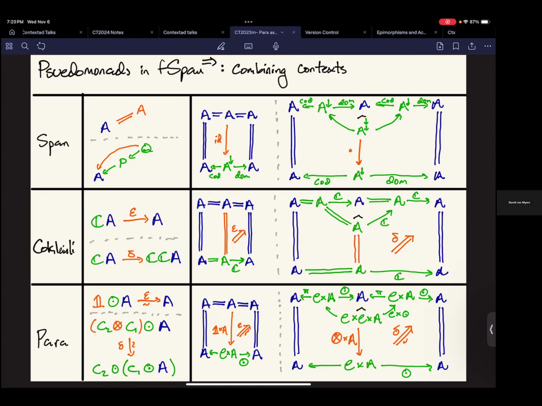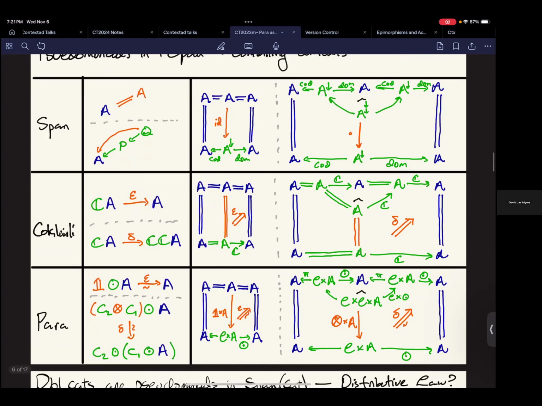Okay. So in all these cases, we almost get something which is like a monad, but it doesn't actually. It's not going to be a pseudo-monad in Span Cat. It's going to be a pseudo-monad in something else called F Span Arrow, which I'll come to in a bit.